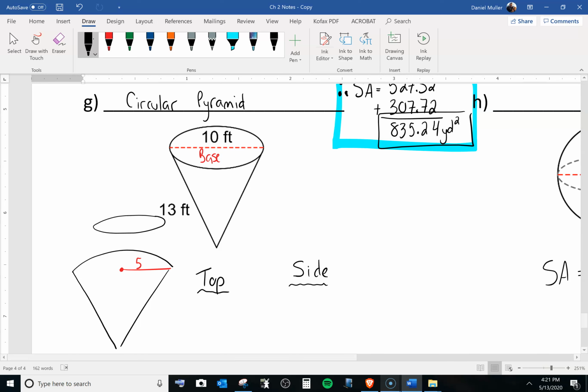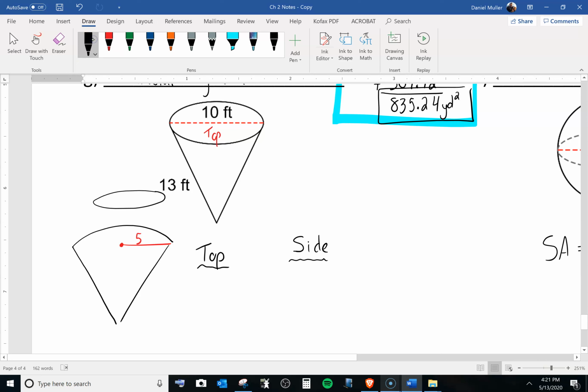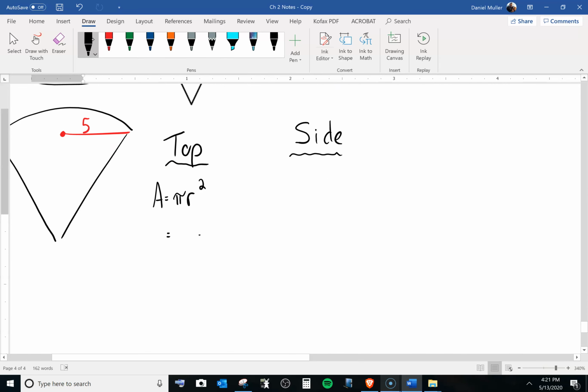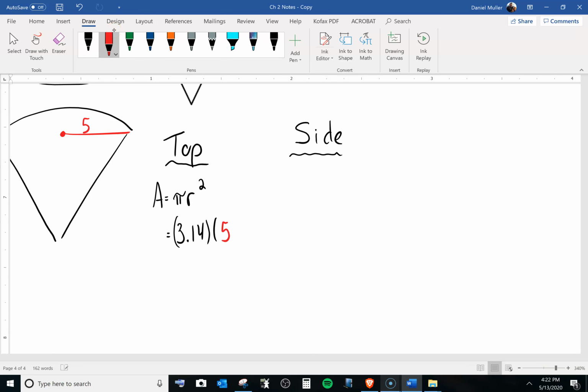Now, this is made of two parts. We've got the top, and the top is a circle. And then we've got the body or the side of this cone. The top is a circle, so the area equals pi r squared. That's the area of a circle, which you should have memorized. And for pi, again, we're going to use 3.14. And the diameter is 10, so the radius is 5.